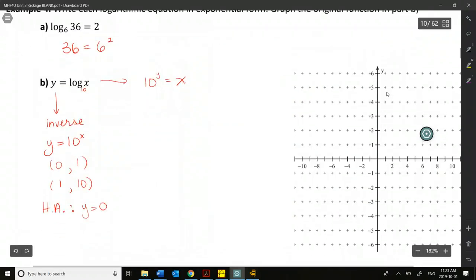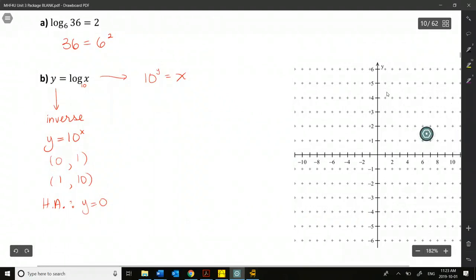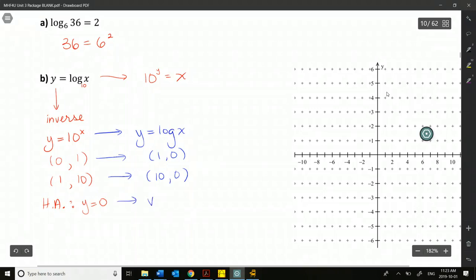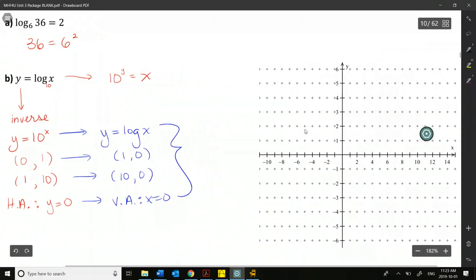And this asks me to graph the original function here, so it doesn't actually ask me to graph the exponential function, but the function y equals log of x I can actually get from these points, right? So if I swap this around, I can get the points for log of x. And that becomes the vertical asymptote at x equals 0. This is the function that I'm going to graph here. But I was just showing you how we can get that from the original exponential function.